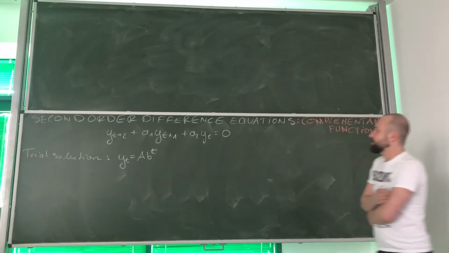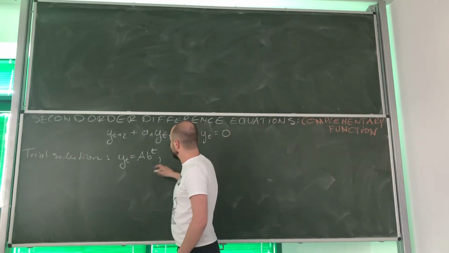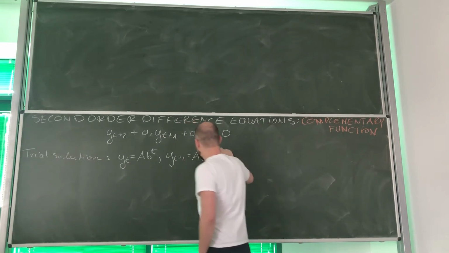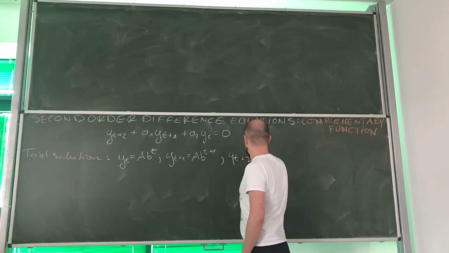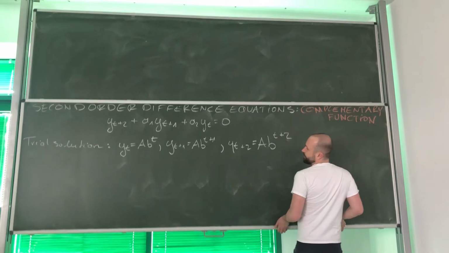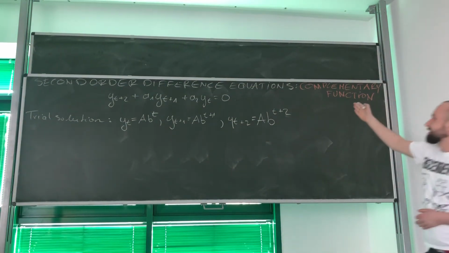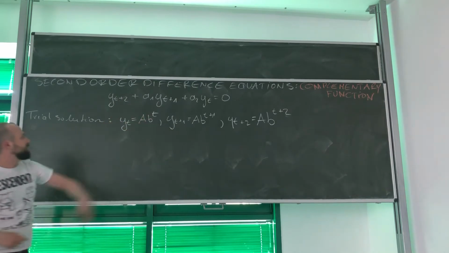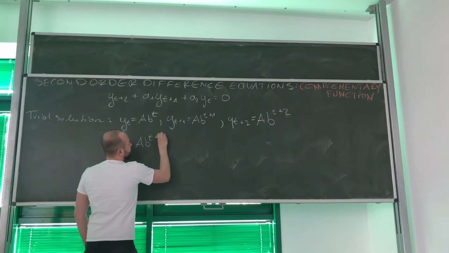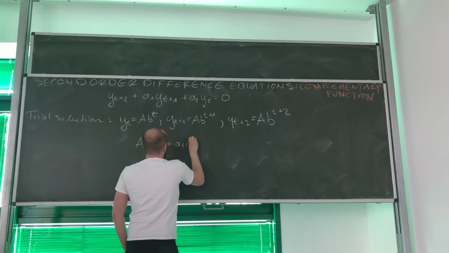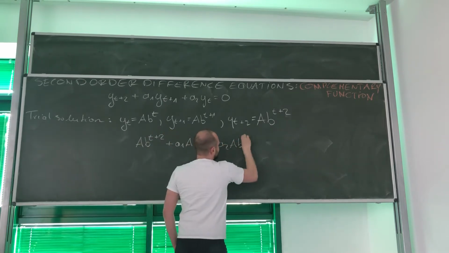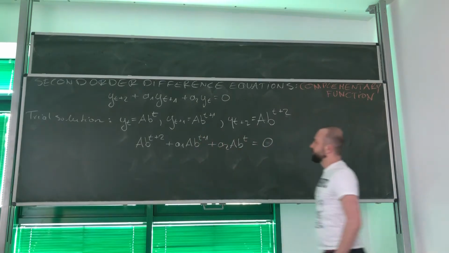So, if it worked there, why wouldn't it work now? Let's try. Of course, we need to remember that with this, we've got y_{t+1} equal to ab^{t+1}, and y_{t+2} equal to ab^{t+2}. Okay, and now we can check if it works, and we can substitute it into the equation. So we've got ab^{t+2} plus a1 ab^{t+1} plus a2 ab^t, and this whole thing equals 0.